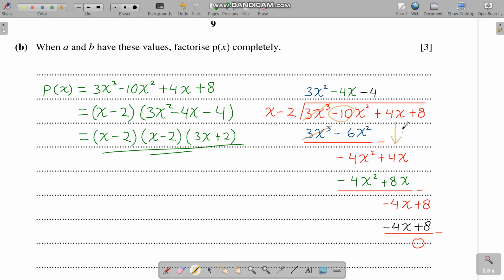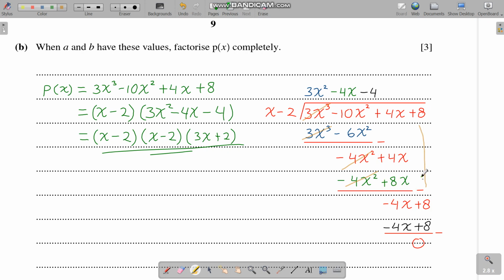We drop the next term, and then we have to multiply x by something to get minus 4x squared. So we multiply by minus 4x. Minus 4x times x is minus 4x squared. Minus 4x times minus 2 is plus 8x. And we subtract. Again, they should cancel out. Now 4 minus 8 is minus 4.